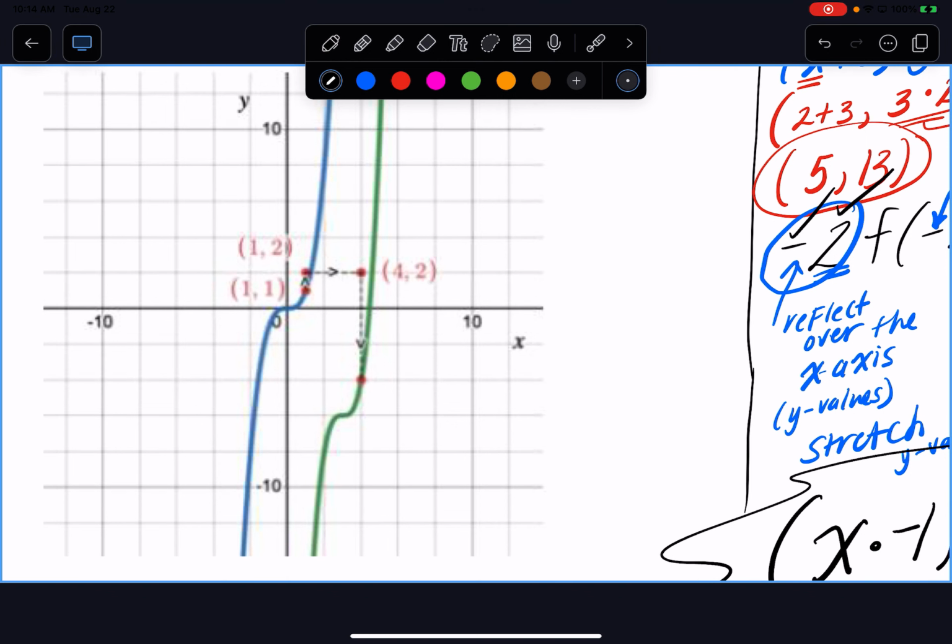How much time do we have left? Are we keeping track of time? Help me keep track of time. Oh, we're doing good. Okay, awesome.